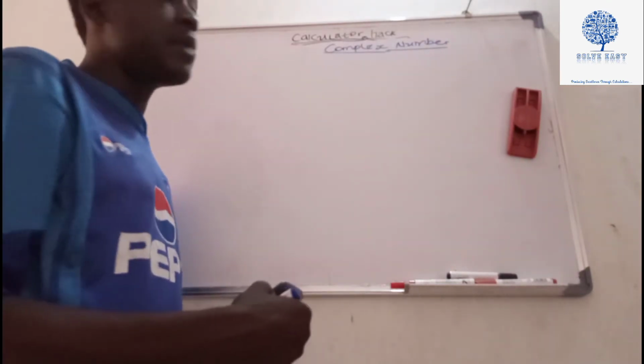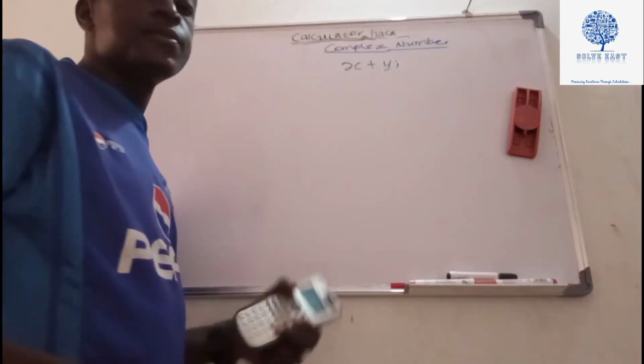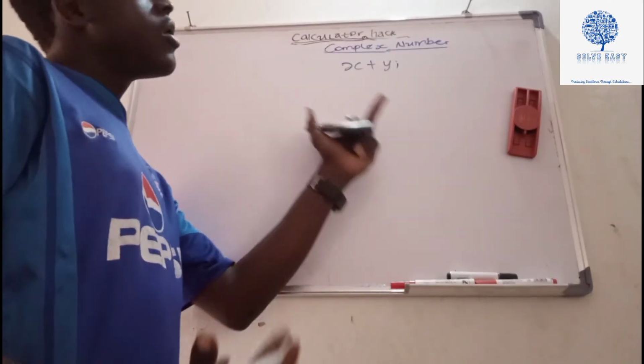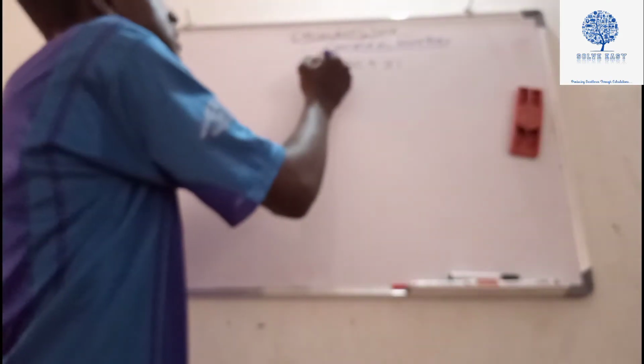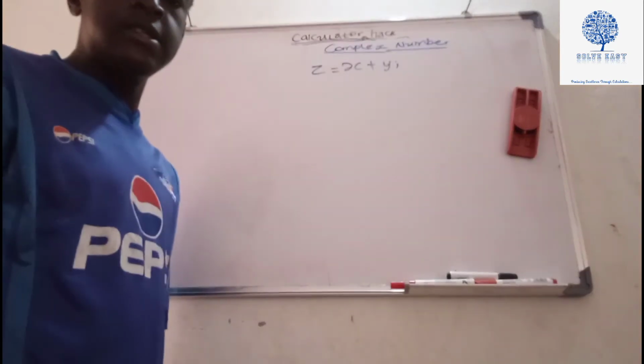Every complex number can be written in the form x plus yi. Since we know every number can be written in the form x plus yi, all we need to do is call this x plus iy our complex number z.